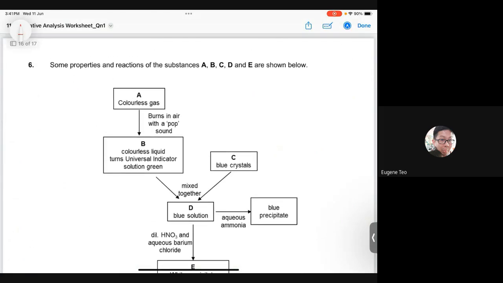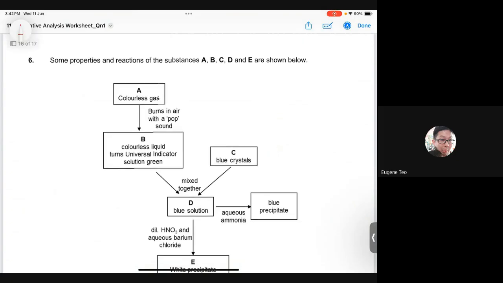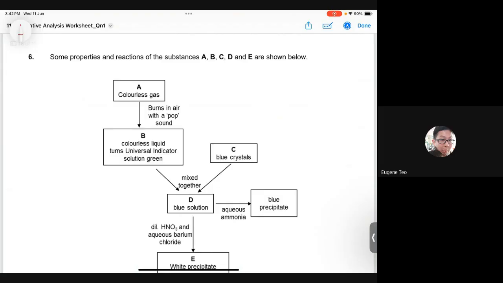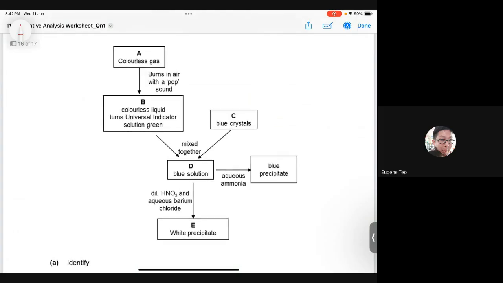Okay, let's go on. Question 6. We're at page 16 out of 17 already. We'll be able to plow through this by the end of this lesson. Okay, let's go. Properties and reactions of substances A, B, C, D, E are shown. This is the whole thing here. Realize the diagram is getting a bit more complex, but we just do it step by step, knowing that arrows are the reactions. It helps a lot.